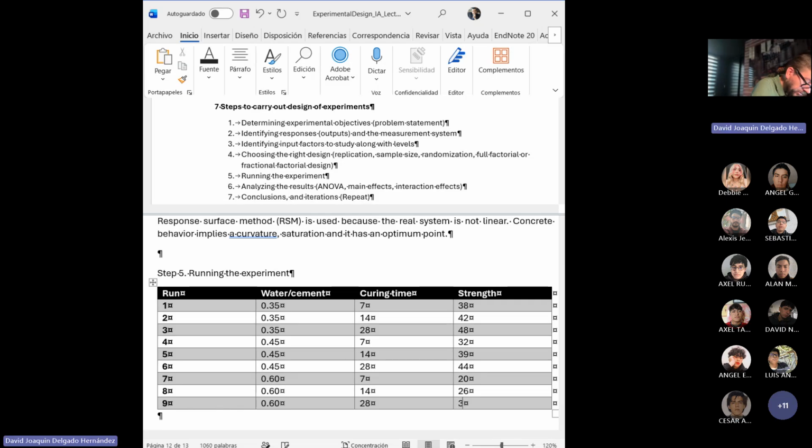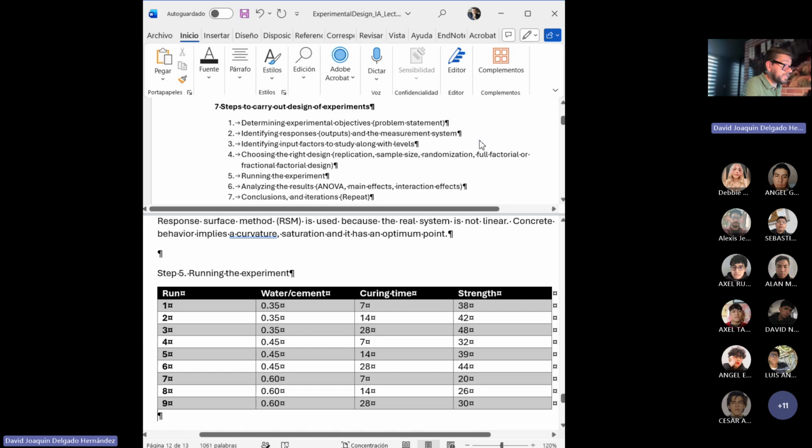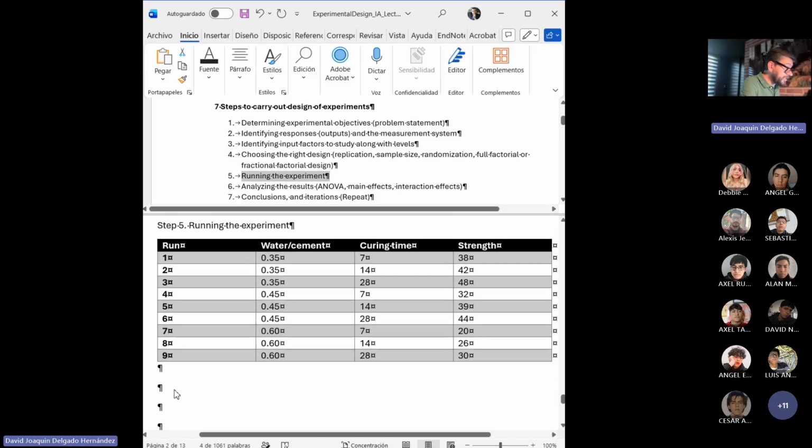All of these measures come from the laboratory. I have to carry out the experiments in real life, let's say. And when I do that, then I am going to be able to build this table, because I am having the information from the laboratory. Okay, so let us save this file.